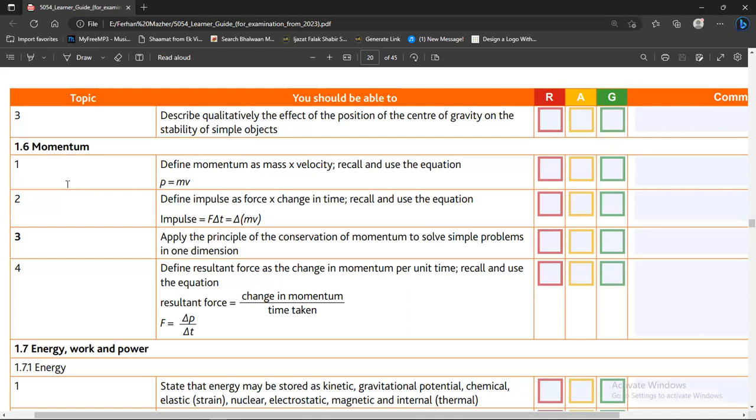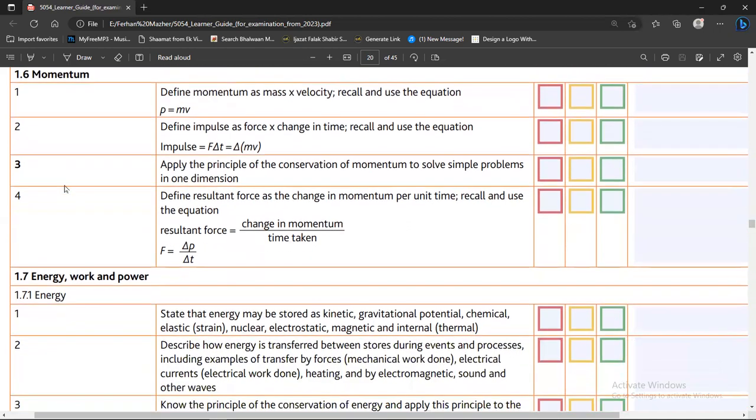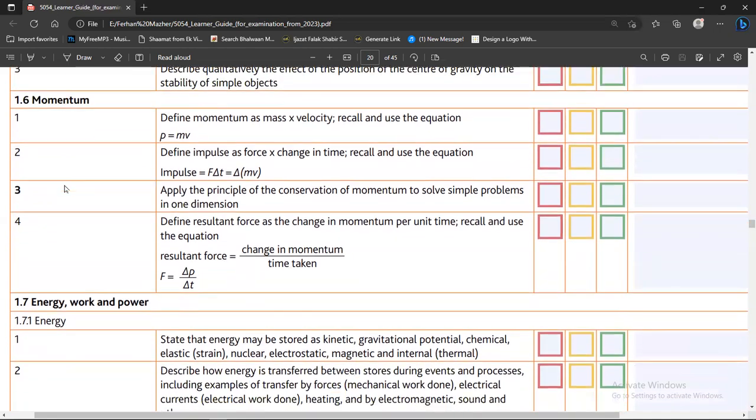Apply the principle of the conservation of momentum to solve simple problems in one dimension. Define resultant force as the change in momentum per unit time. Recall and use the equation: resultant force is equal to change in momentum divided by time taken. F = ΔP/Δt. So this is the topic momentum, very, very important, what you should be able to do.